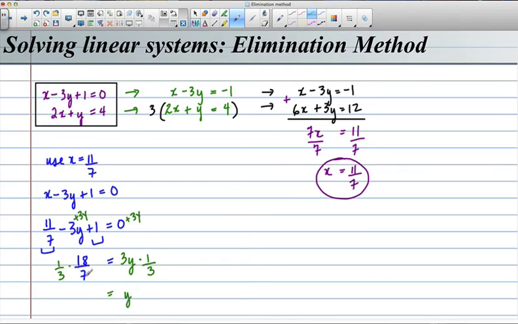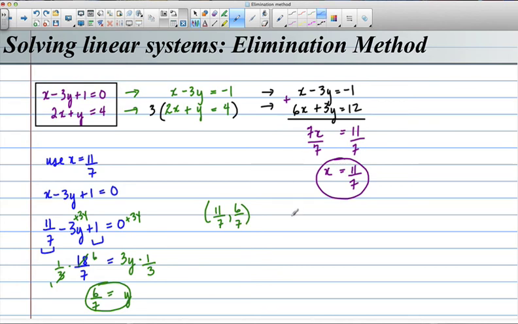We're left with 1y. Now check for common factor here. 3 goes into 3 once. 3 goes into 18 6. And we're left with 6 sevenths. So the point would be 11 sevenths, comma 6 sevenths.